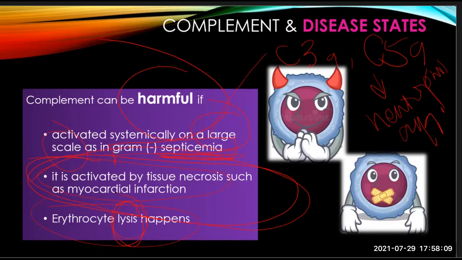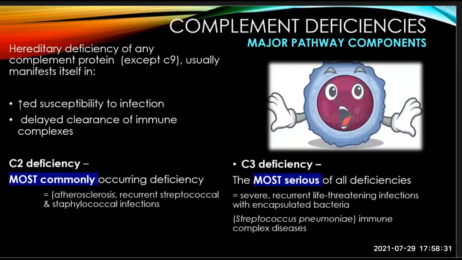And next, RBC lysis. Lysis may be another end result of complement activation. Hemolytic diseases such as autoimmune hemolytic anemia are characterized by the presence of autoantibodies, those antibodies that bind at low temperatures. When these cells warm up, complement fixation results in lysis. Okay. So now let's go to the major pathway component deficiencies.